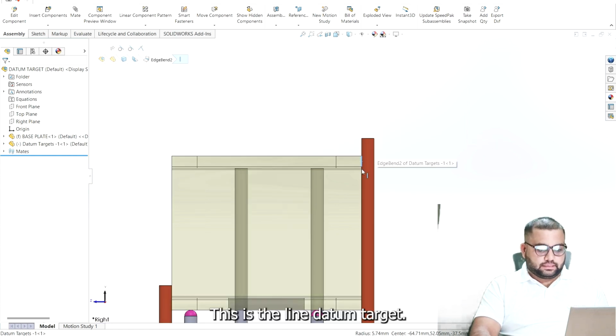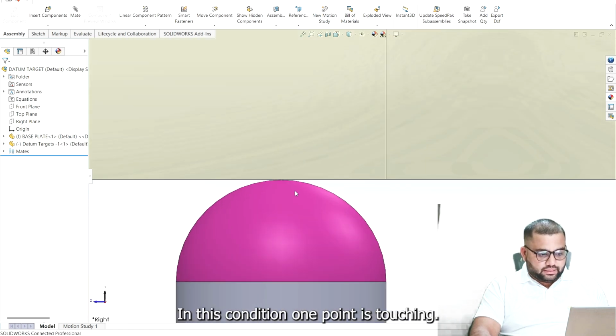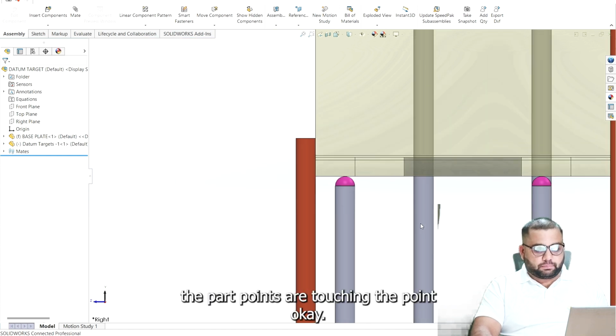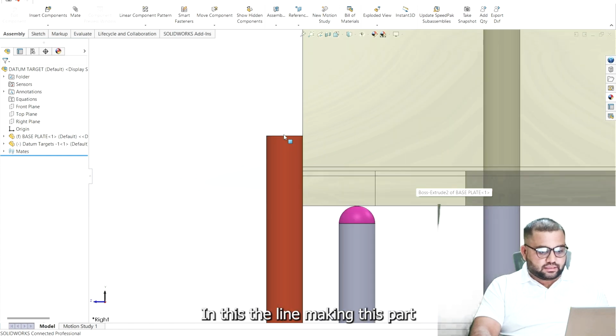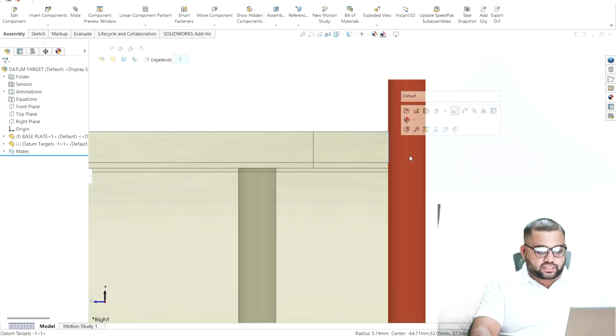Okay, this is the line datum target. First of all, we have understood about the point datum target. In this condition, points are touching the part. In this, the line makes this part stable, touching at 2 points.